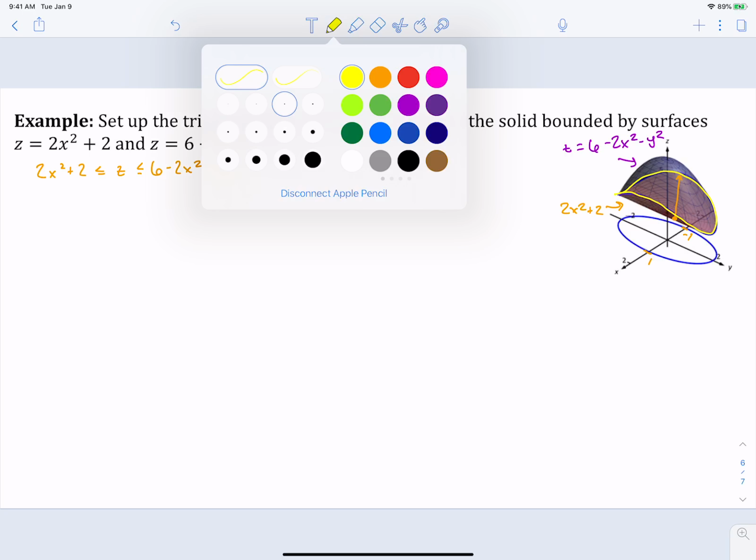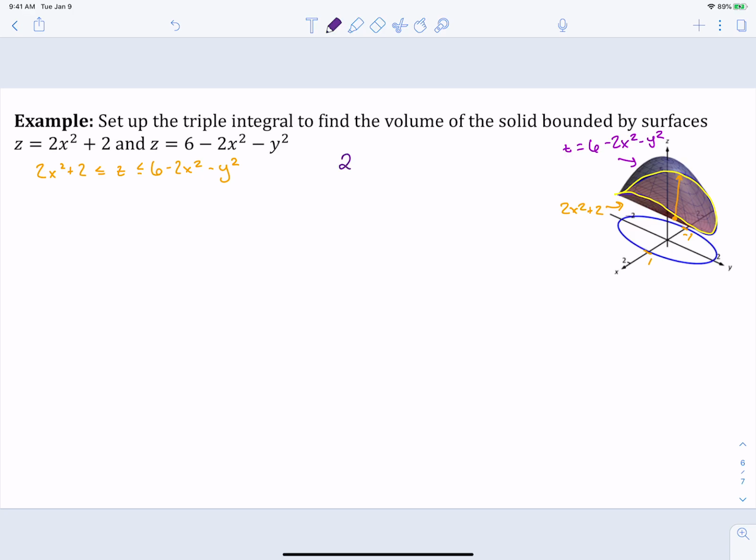So if we set our two functions equal to each other, 2x squared plus 2 equals 6 minus 2x squared minus y squared, right? If we set those two equal to each other, and let's see, we add that to both sides. I know you guys love watching me do a little algebra. We get 4x squared plus y squared is equal to 4. So this is that ellipse that we're seeing.